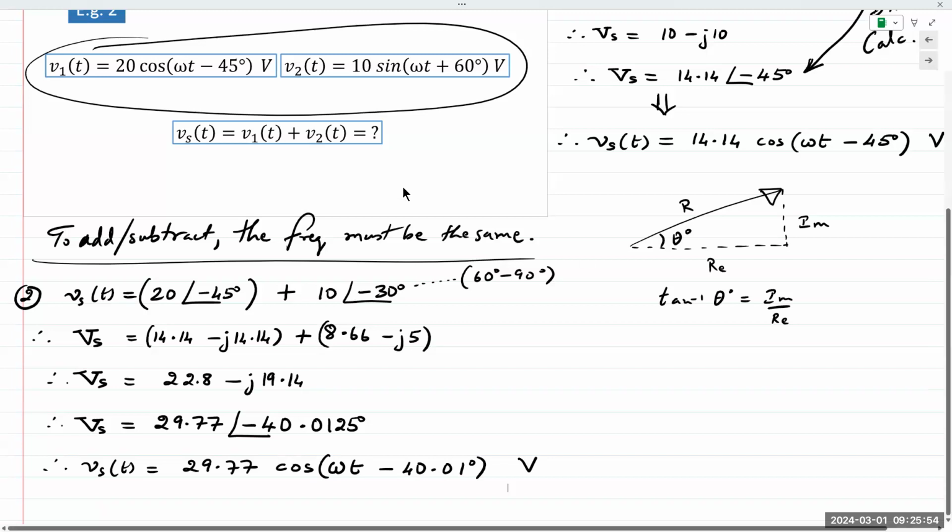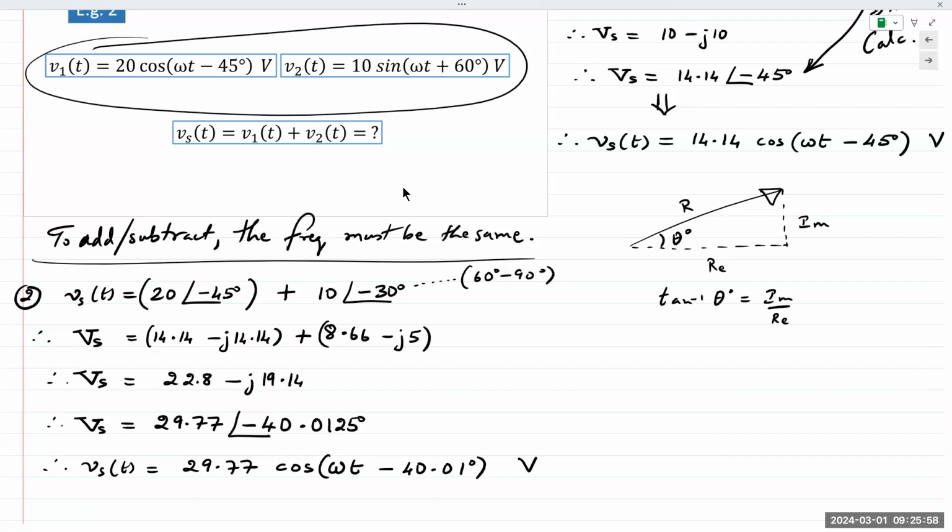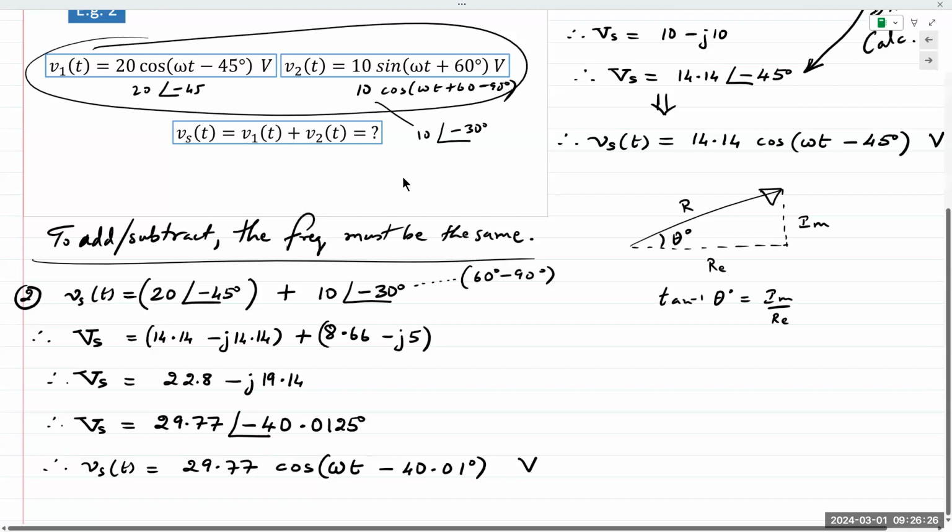All right, questions? Yes. So this is 20 with an angle of minus 45 here, and this is 10. And since I want cosine, I would write 10 cos omega t plus 60 minus 90. So that gives me peak value magnitude of 10 with a phase angle of minus 30. That's where it comes from.